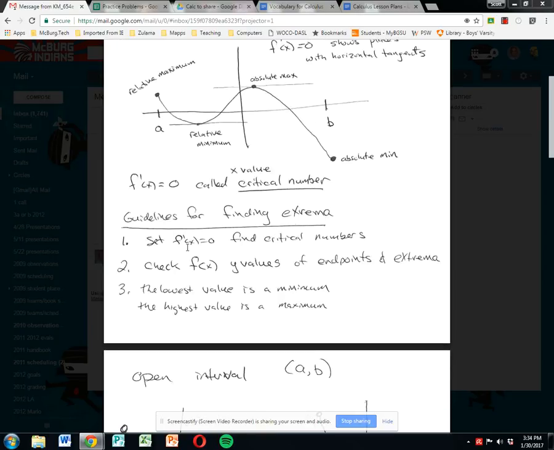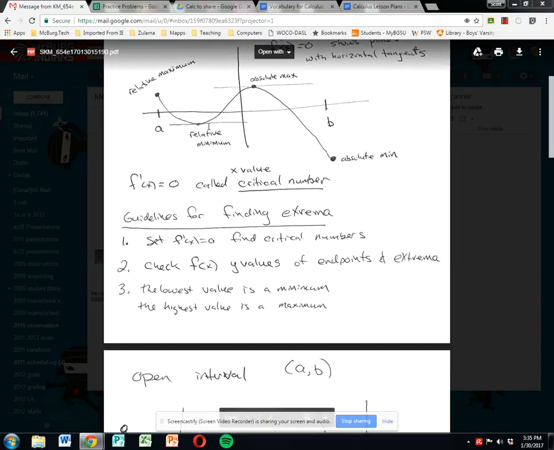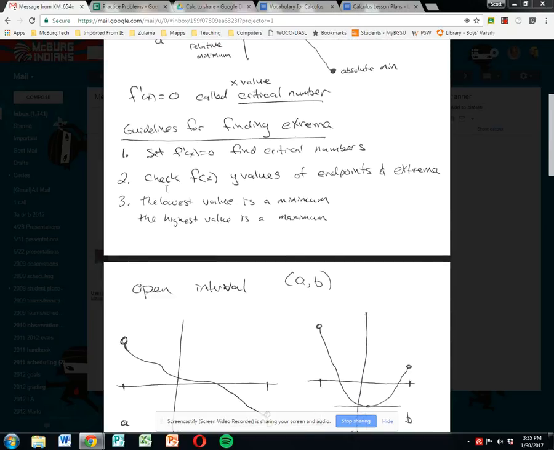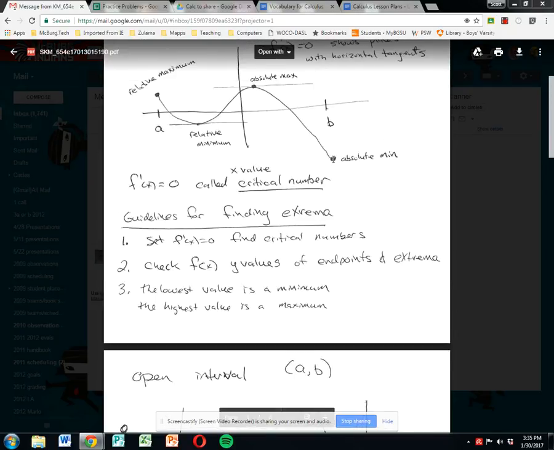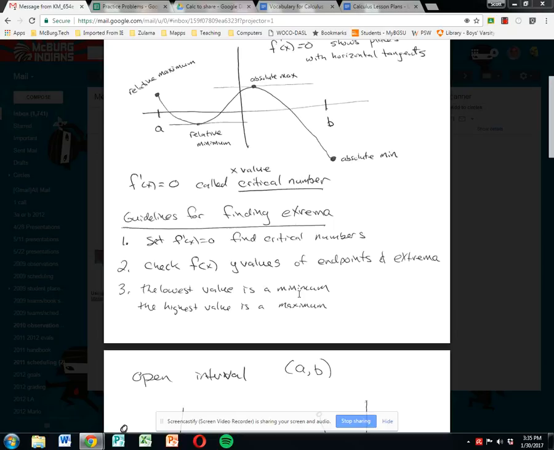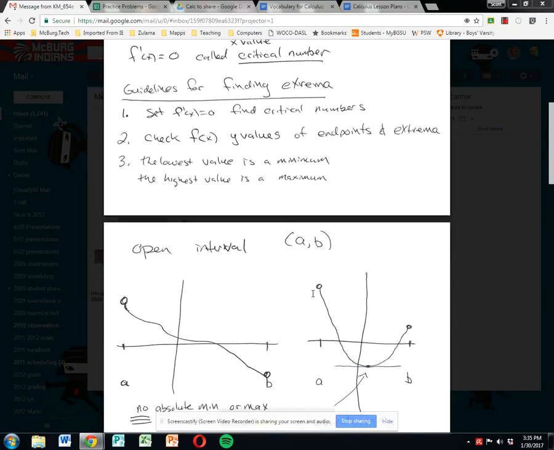Guidelines for finding extrema. First of all, we set the derivative equal to 0. This finds critical numbers. Again, remember, critical numbers happen when the derivative equals 0. This means horizontal tangents exist. Usually, and I'm going to say the word usually, this means they're turning points of some sort. That means mins and maxes, whether they're absolute or relative, as in this case, are generally happening. If you then check those values along with the values of the endpoints, then you will find out that the highest value you find is a maximum and the lowest value is a minimum.